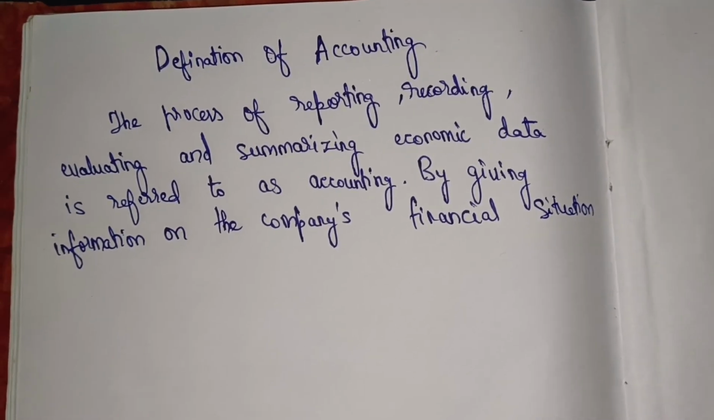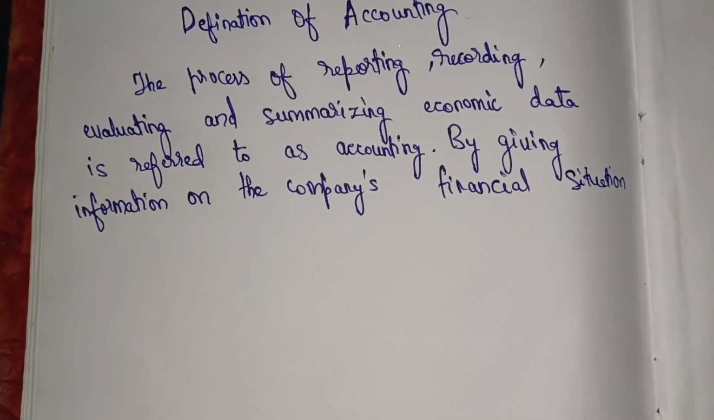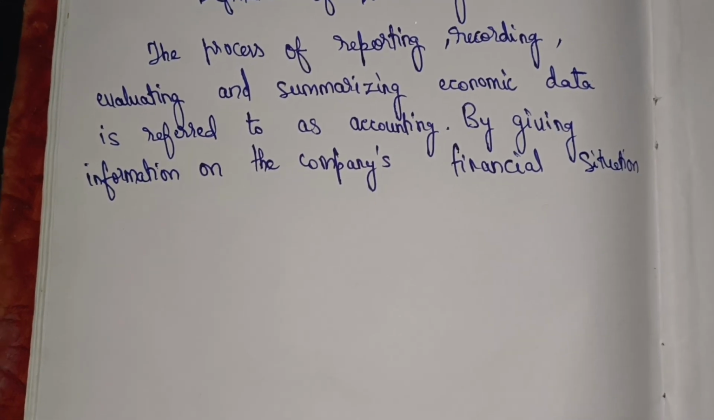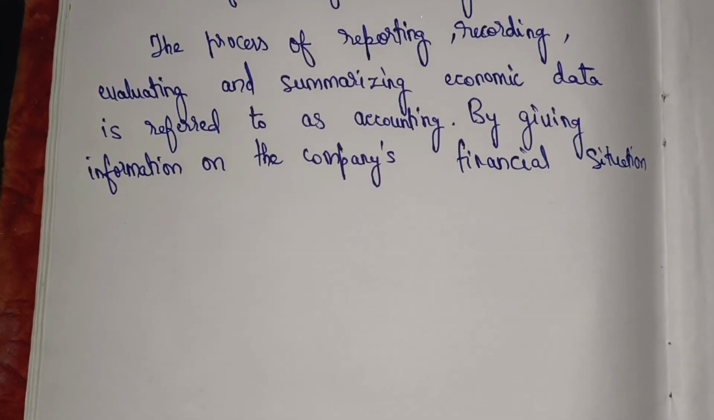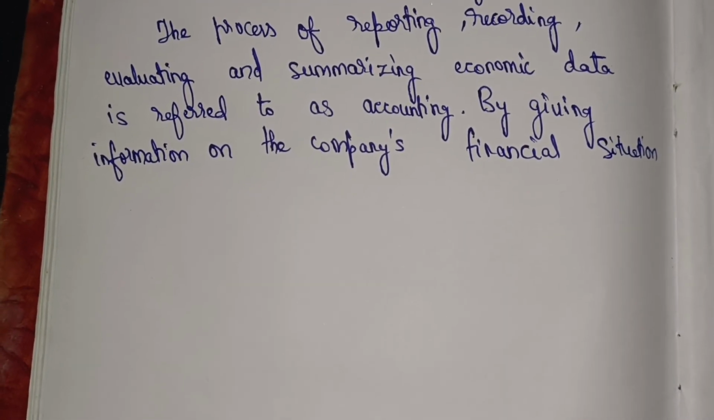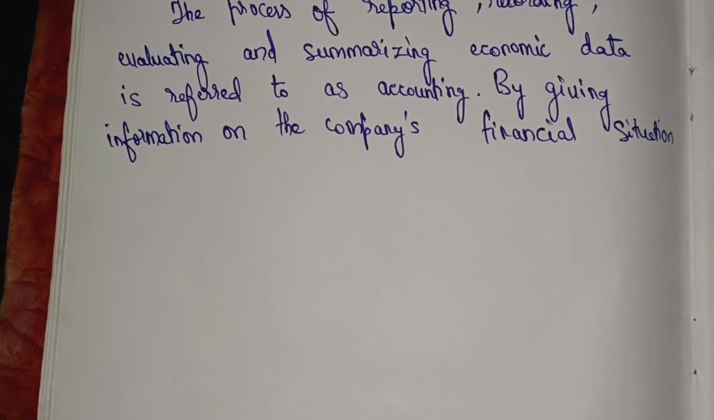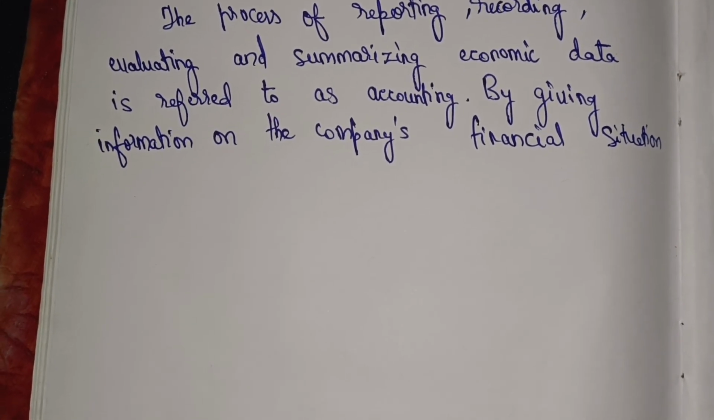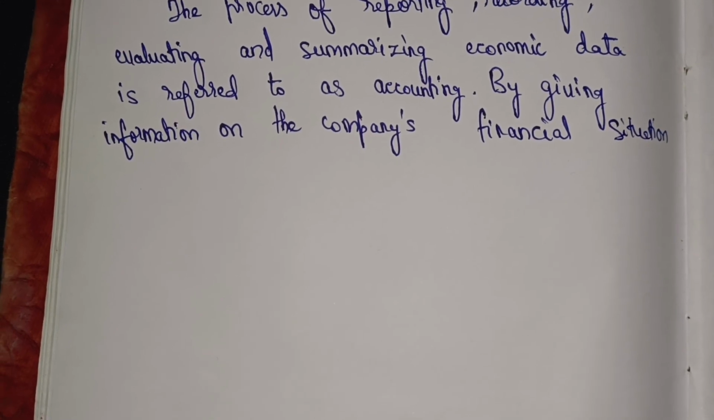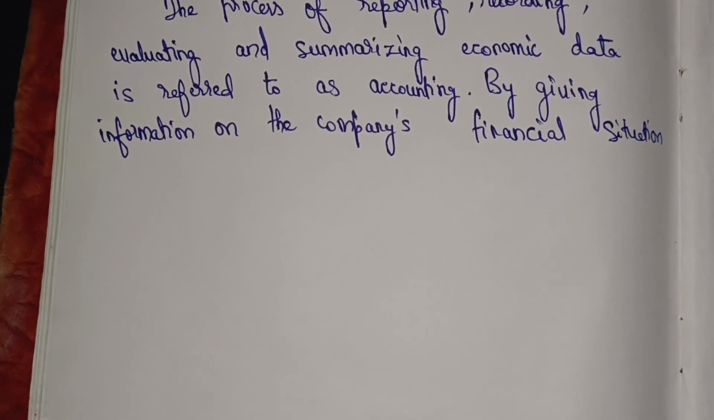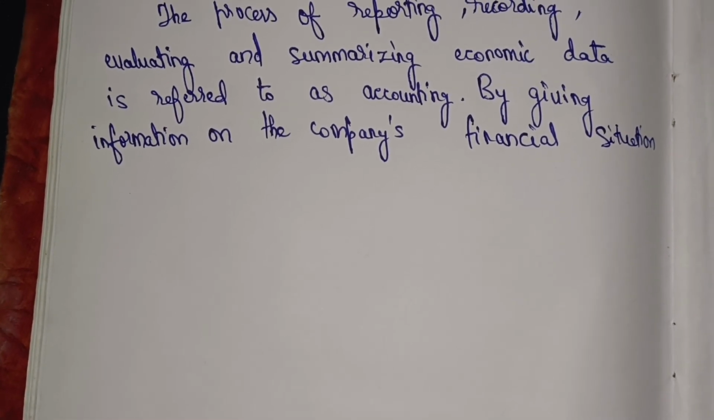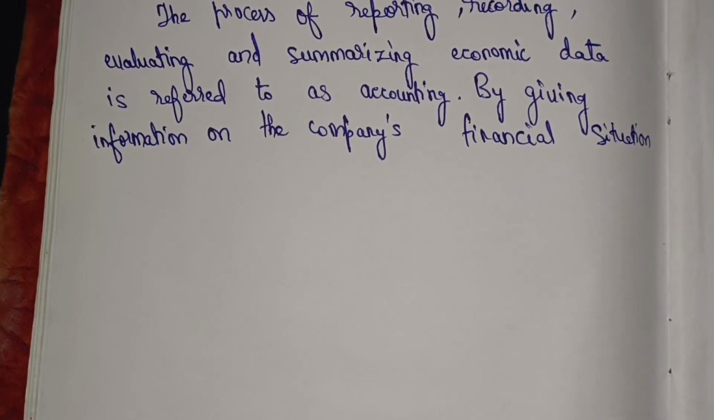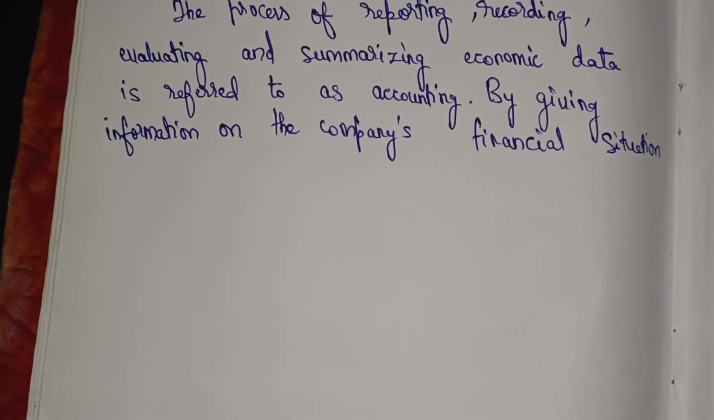So basically accounting is a system that identifies and records business transactions so that they may be compared to those of other businesses and to the performance of the business in the past. So basically accounting is the art of recording, classifying and summarizing in a meaningful way and in terms of money transactions and events which are at least in part of financial character and interpreting the result.